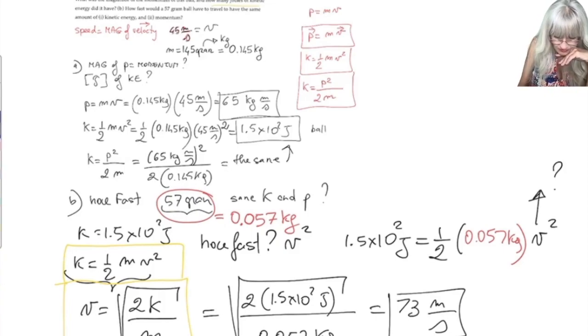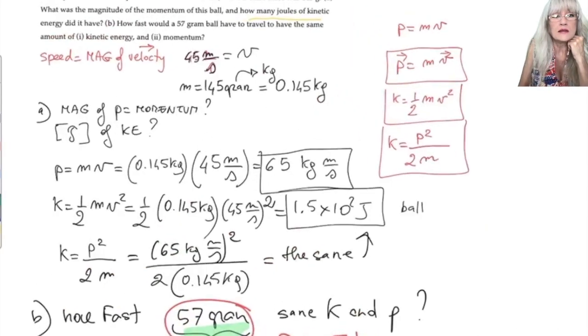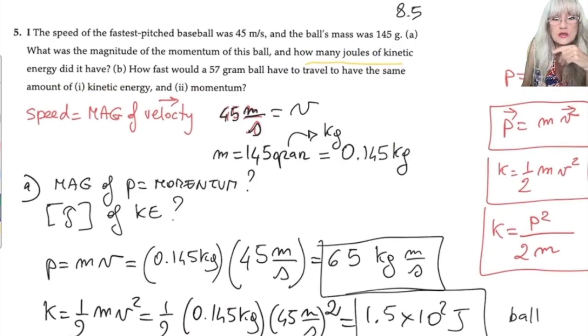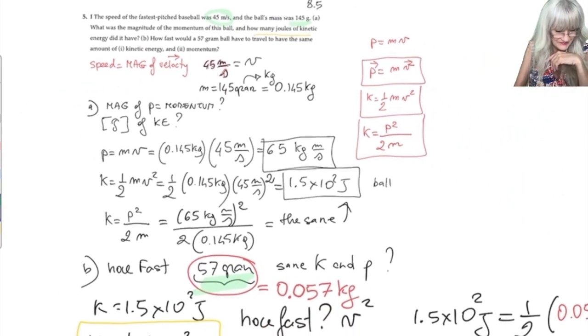So 57 grams travels at 73. And this one was 145 grams, almost double, and traveled at 45 meters per second.